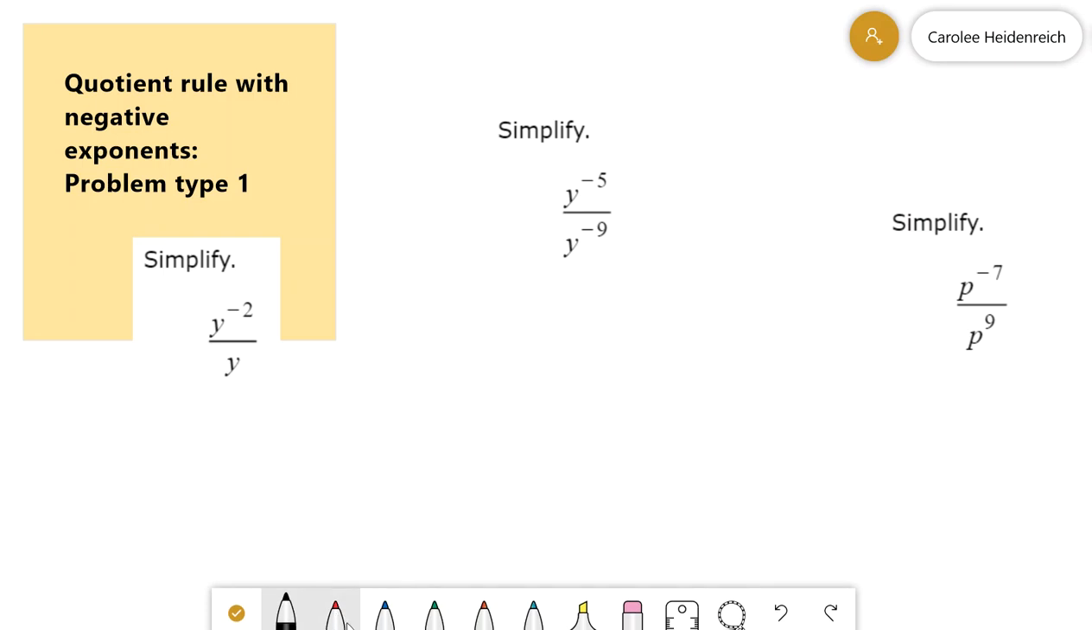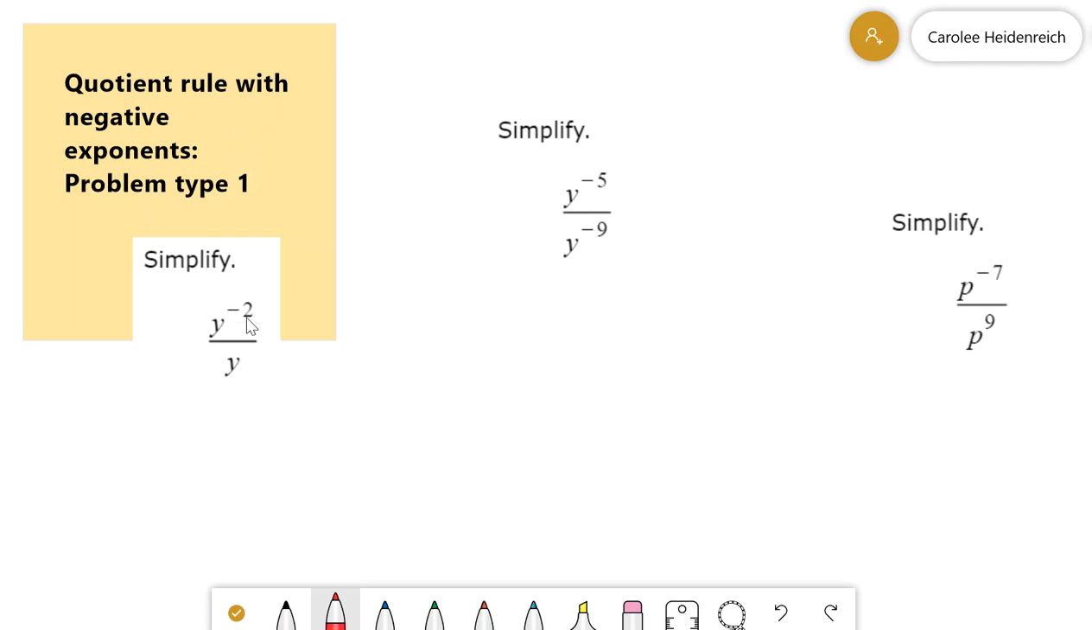Hi Jasmine, this is a topic that I noticed you were working on, and this one is a really tricky one, so I wanted to give you some examples to go with it. So this is quotient rule, meaning that we've got fractions here or division, and we have negative exponents.